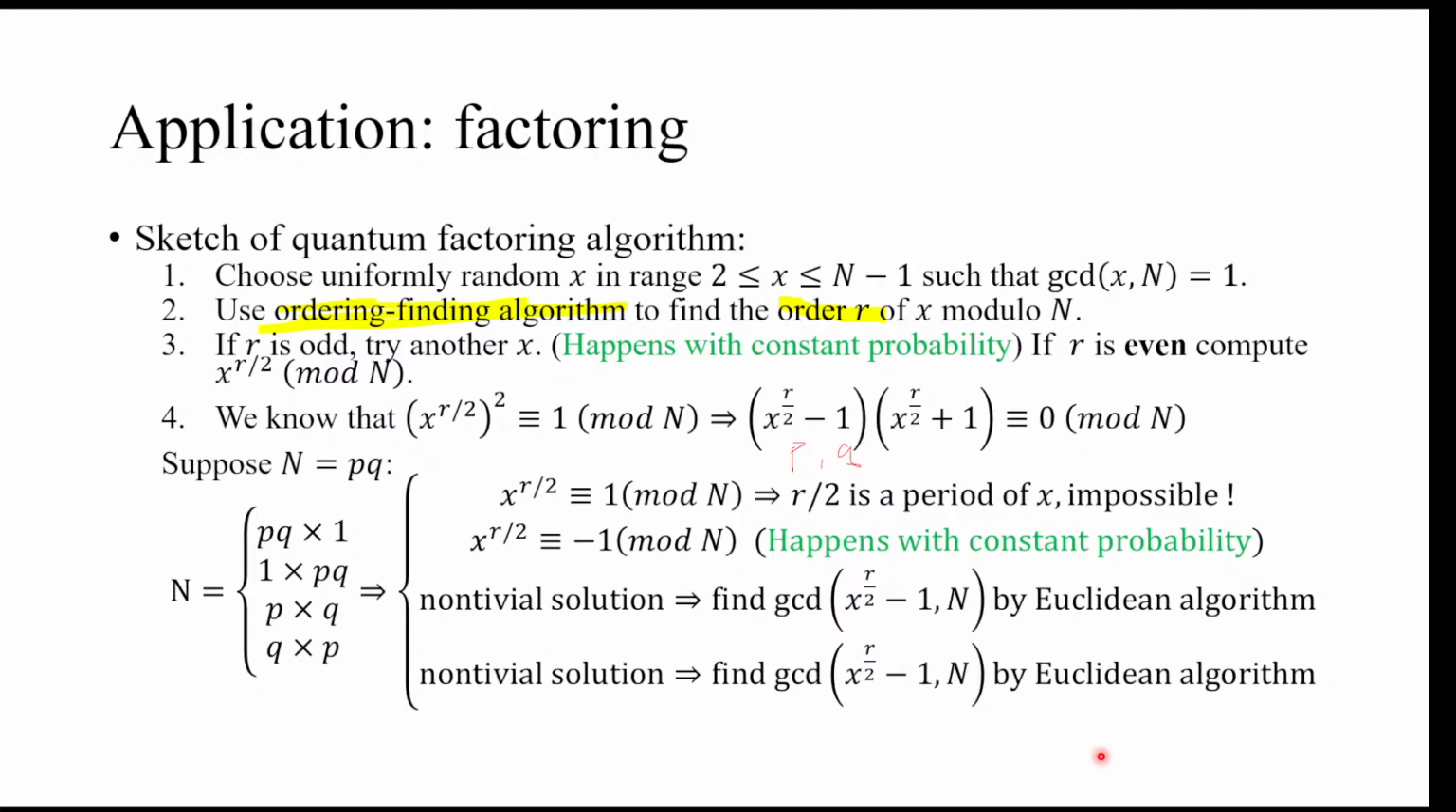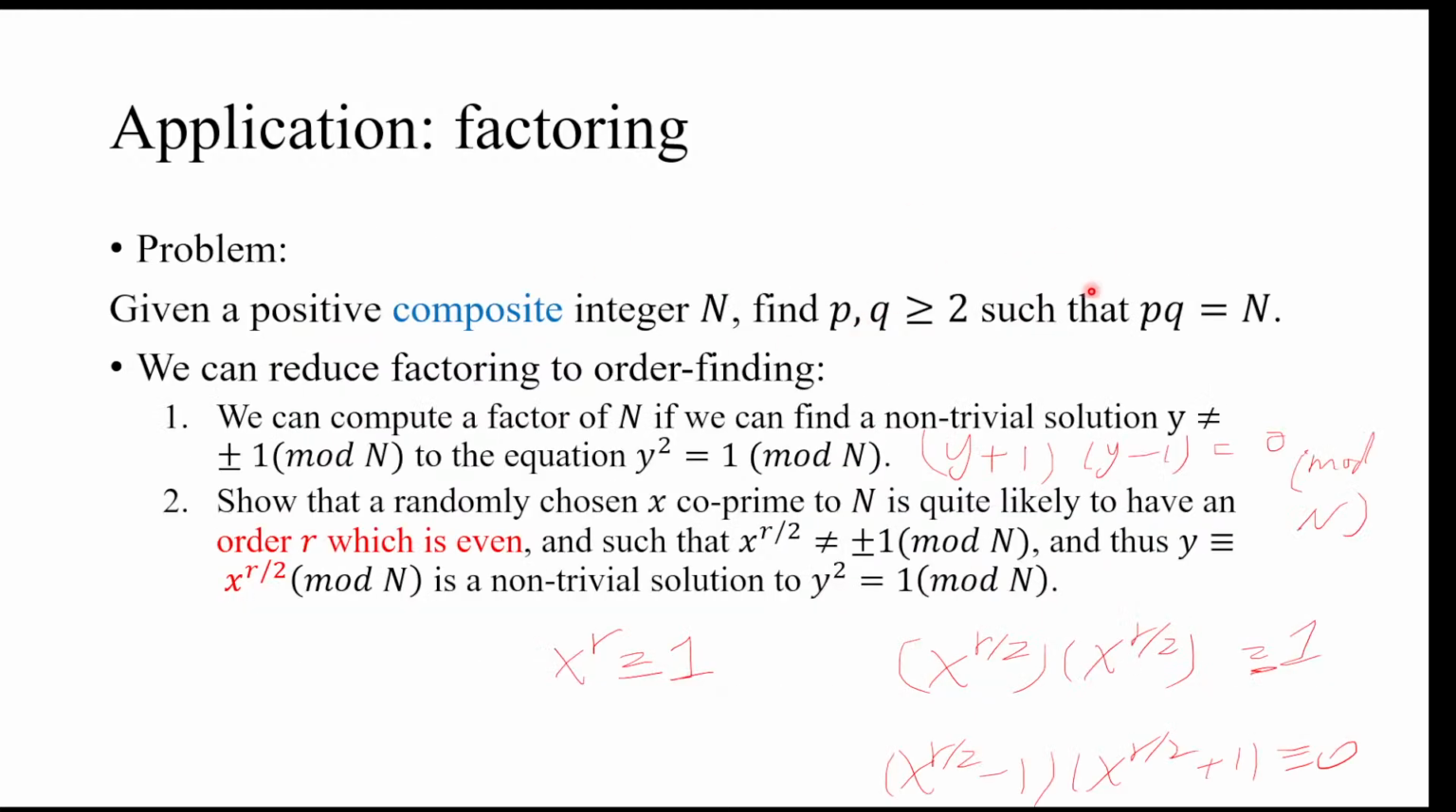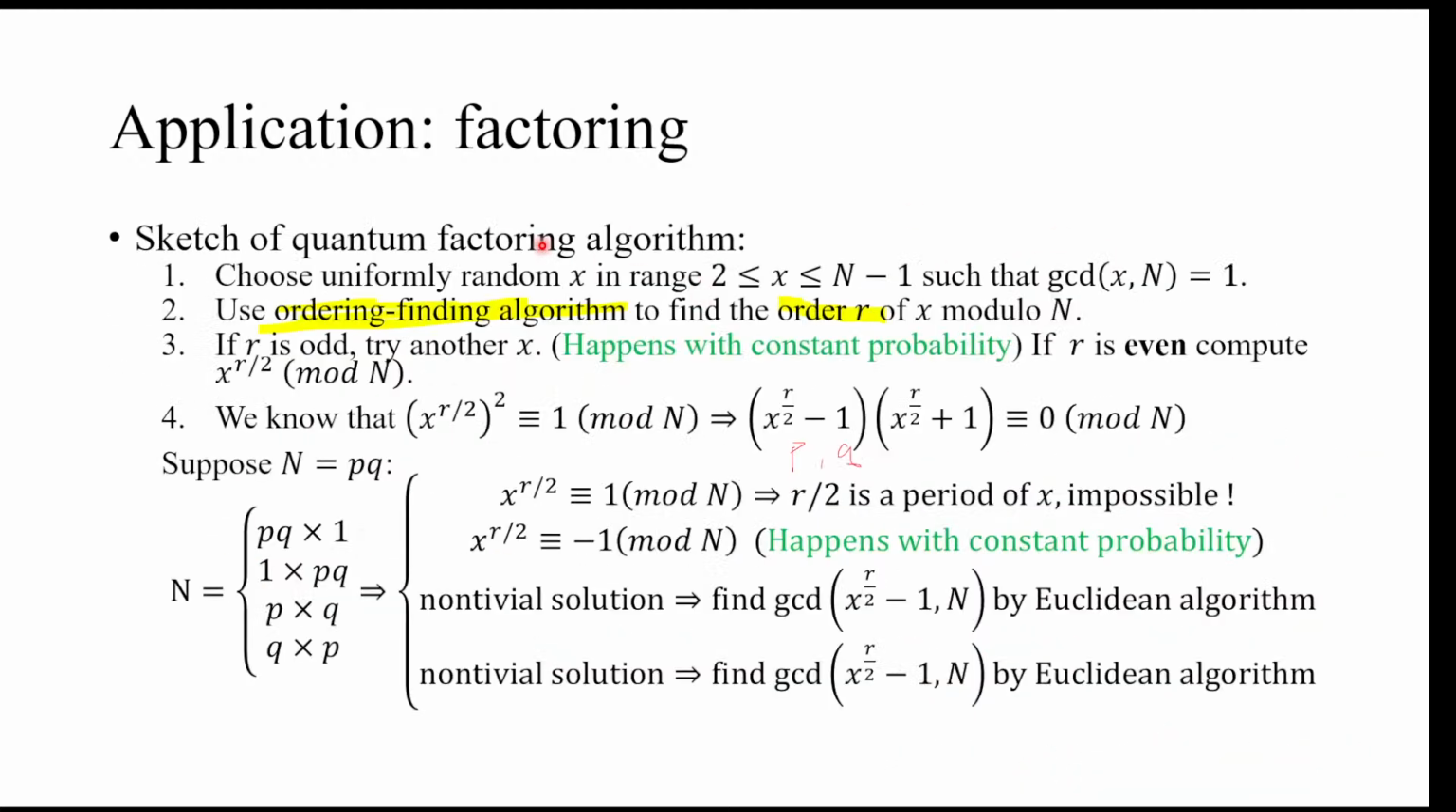First, we pick a random x from 2 to n minus 1. The first thing you need to check is that x is co-prime to n. If it is not co-prime to n, then you get lucky because you already have a factor of n. You already solve your factoring problem.